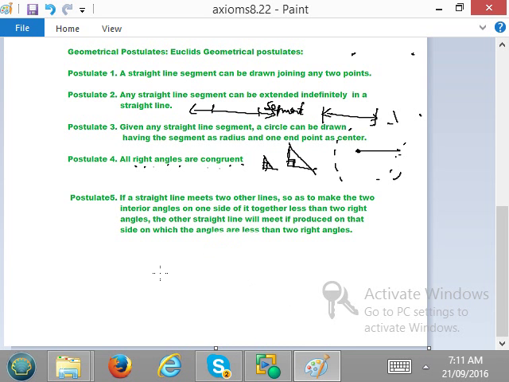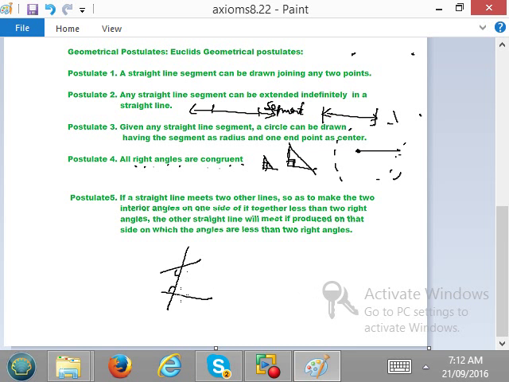So you will see, let me draw two lines, this way, this way. If a straight line meets two other lines, suppose this is the straight line we are talking about. This straight line meets these two other lines so as to make interior angles. These are interior angles on one side of it, together less than two right angles. Suppose these two angles are less than two right angles. Two right angles means less than 180 degrees.